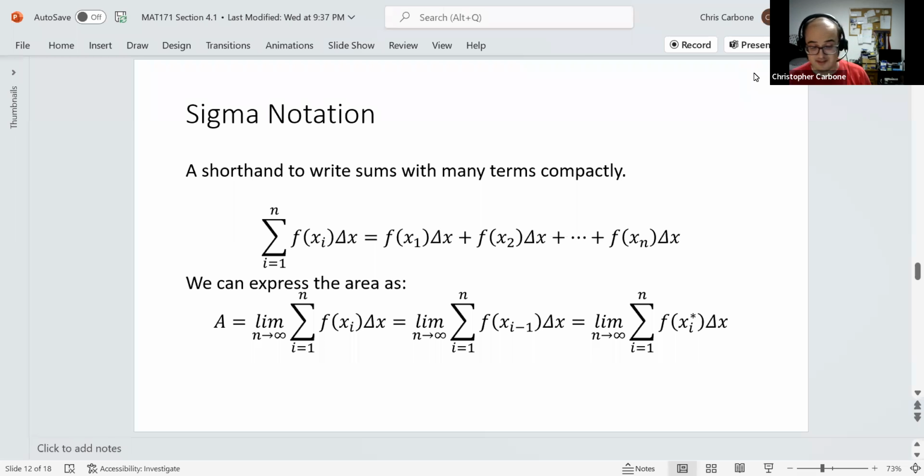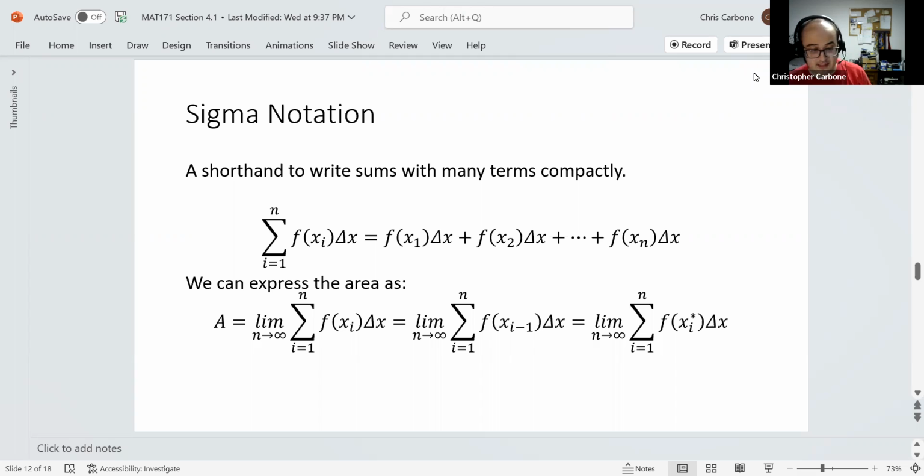To help us write these approximations out, we have the sigma notation to write these a bit more compactly. So the sum from i equals 1 to n of f of x sub i times delta x is f of x sub 1 times delta x plus f of x sub 2 times delta x, all the way down to f of x sub n times delta x.